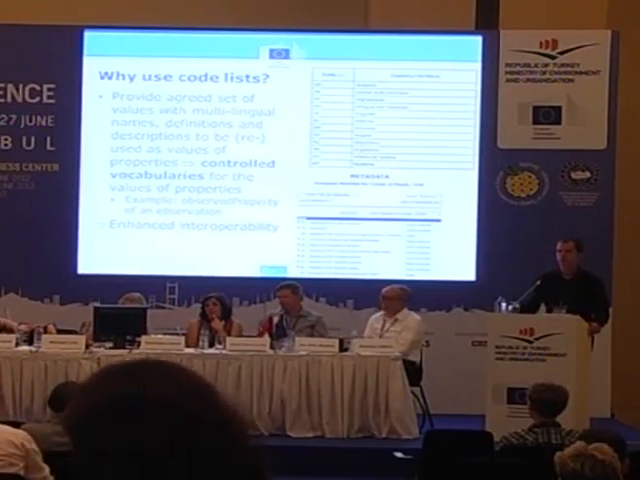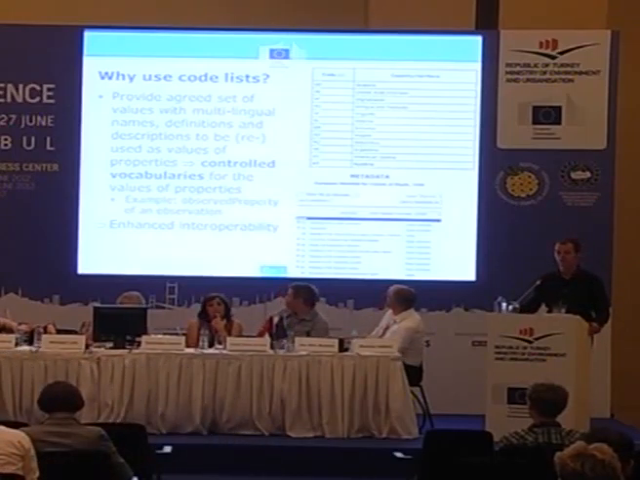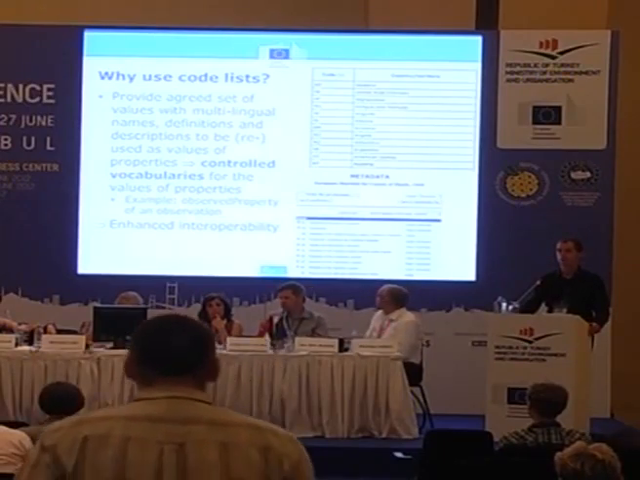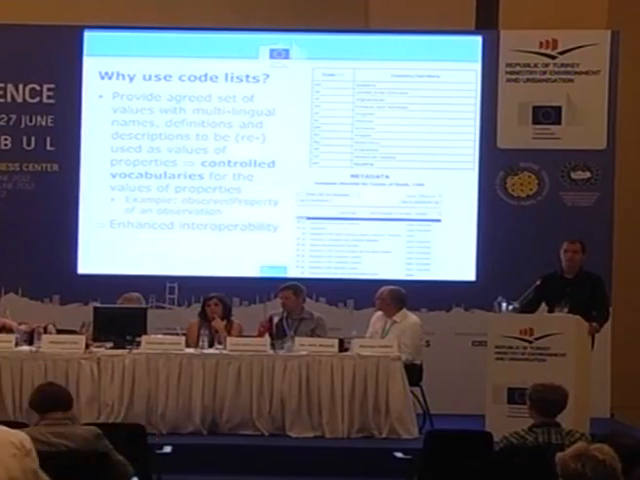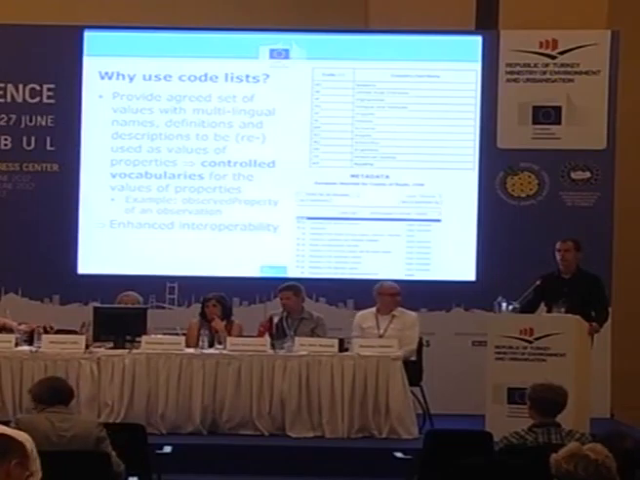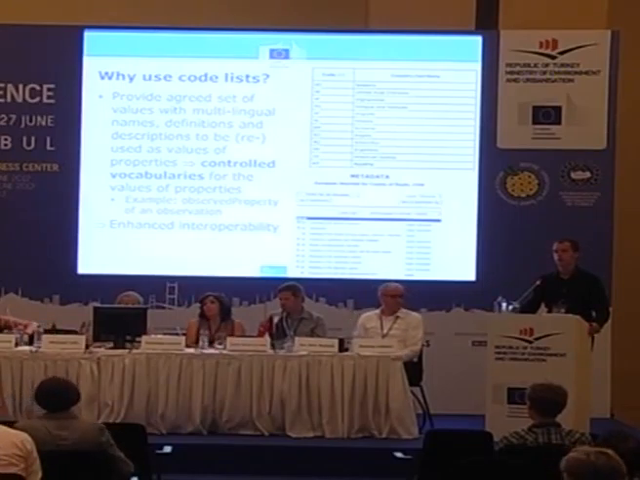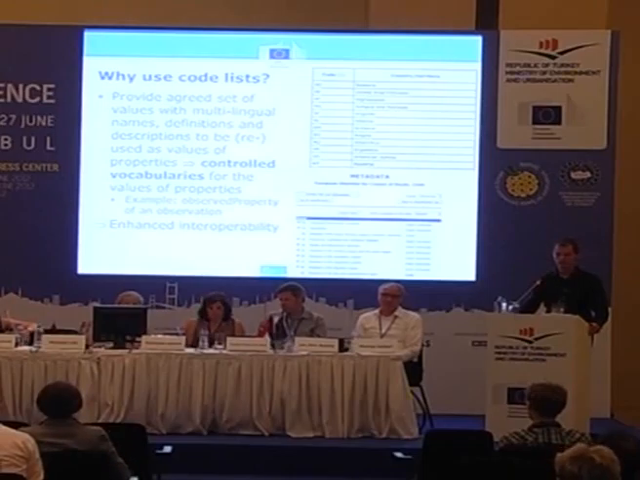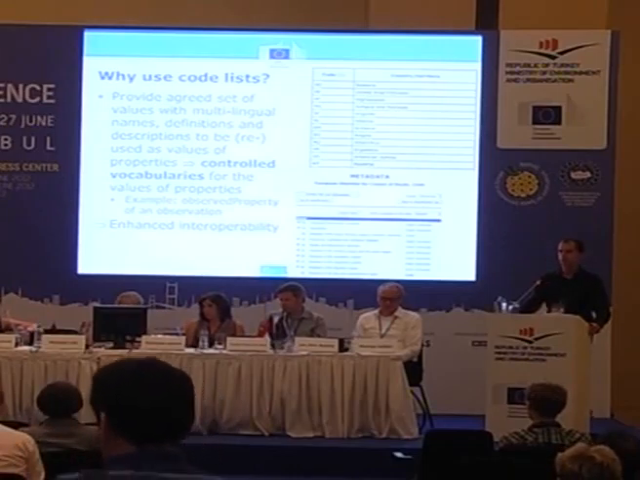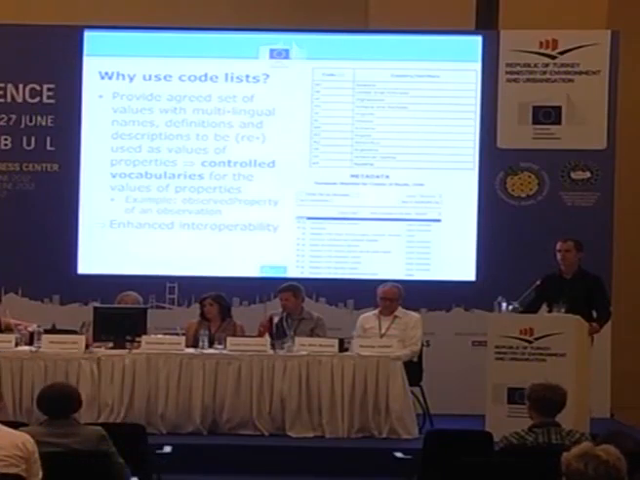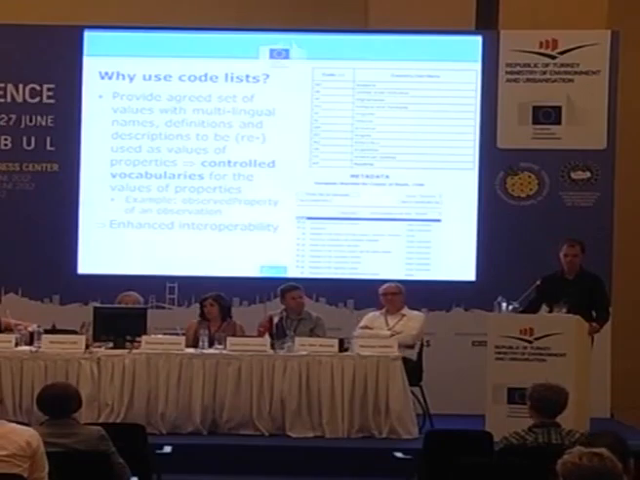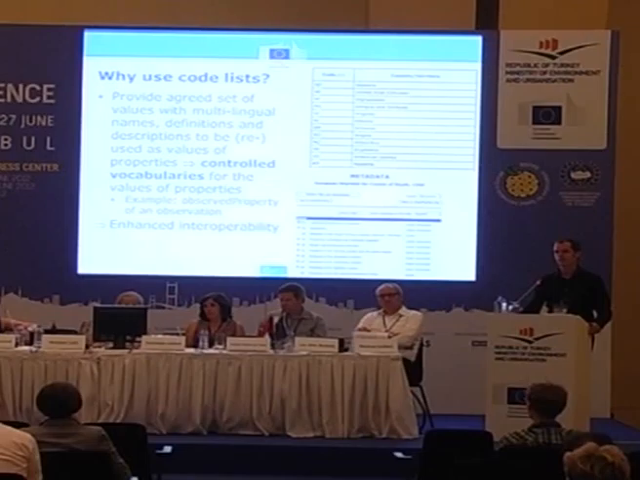So looking at code lists, they have been quite important for many of the different themes in Annex 2 and 3, mainly to provide an agreed set of values that could have multilingual names that can act as controlled vocabularies for properties of the spatial object types that we use in the data specifications. So, for example, if you have a measurement or an observation, you might want to have a controlled list of the kinds of things that you measure, the observed properties. And we use that instead of free text descriptions in the data models, basically to enhance interoperability.